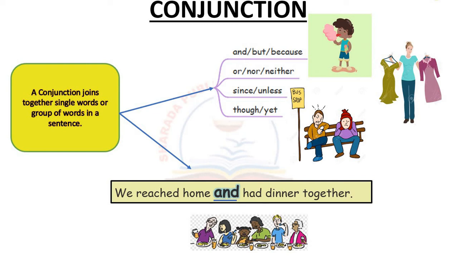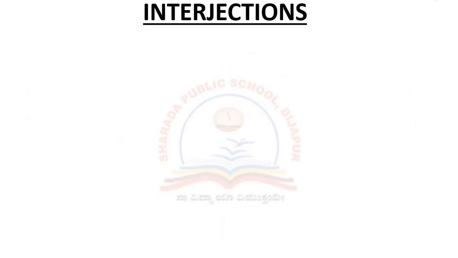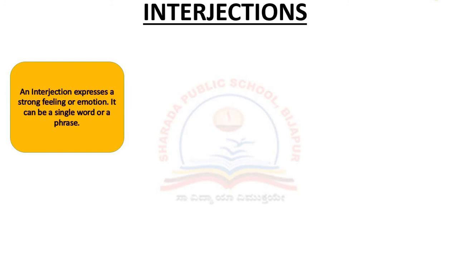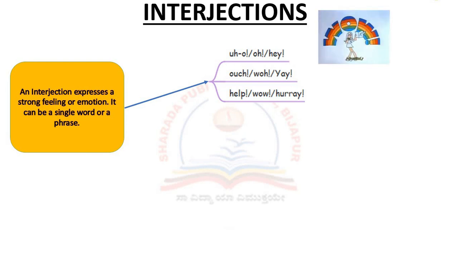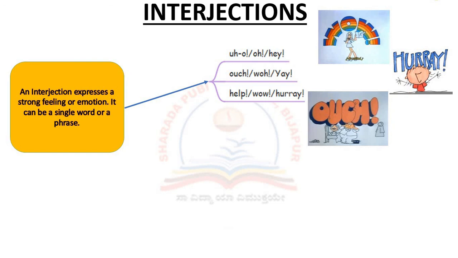Let's look at the last part of speech, that is interjections. An interjection expresses a strong feeling or emotion. It can be a single word or a phrase. Let's look at a few words here. Uh-oh, oh, hey, ouch, wow, yay, help, hooray. These are the words mostly used along with an exclamation that give a lot of meaning or expression, or give us information about some kind of strong feeling in a sentence.